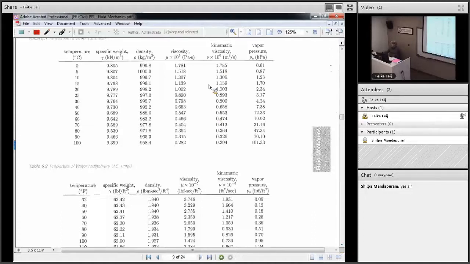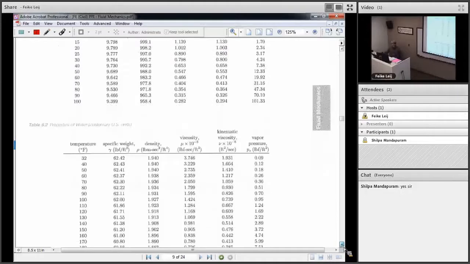Now for liquids, the viscosity tends to decrease with temperature. Engine oil, if you heat up the temperature, the viscosity diminishes. For gases, a little strange, it's just the opposite. The viscosity increases because of greater molecular movement.